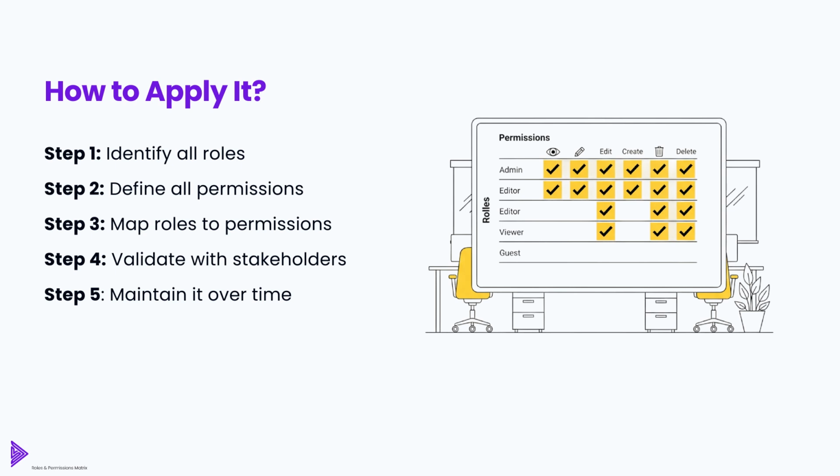5. Maintain it over time. Treat the matrix as a living document. Update it whenever roles change, systems evolve, or audits require evidence. Follow these steps and you'll have a single source of truth that keeps access controlled, reduces errors, and makes audits and onboarding far easier.